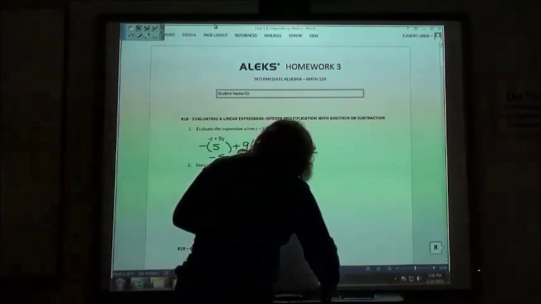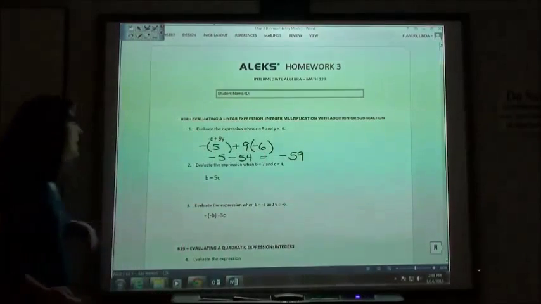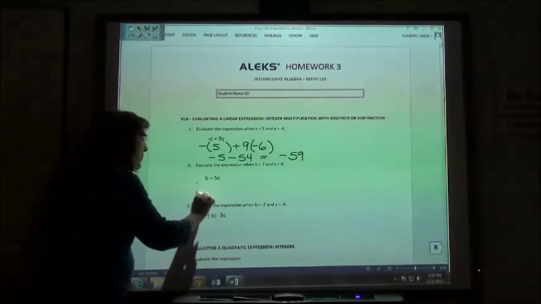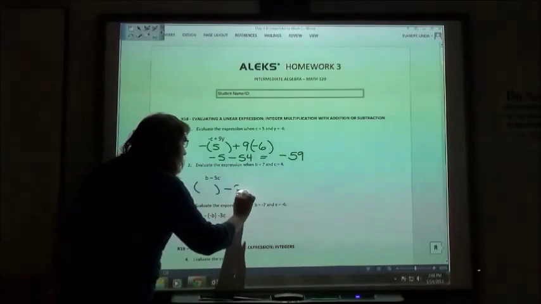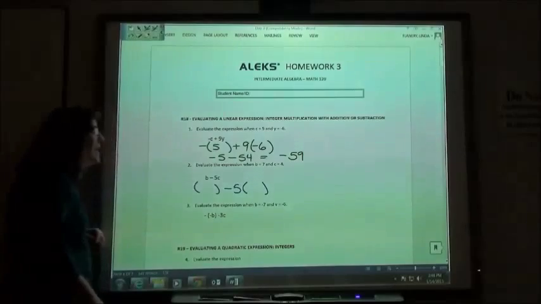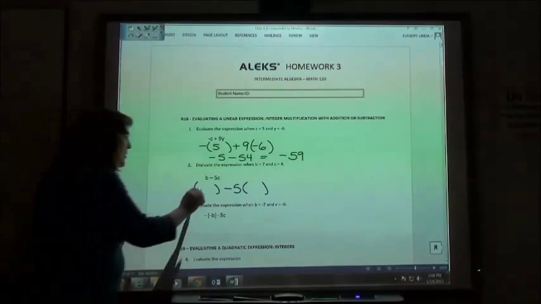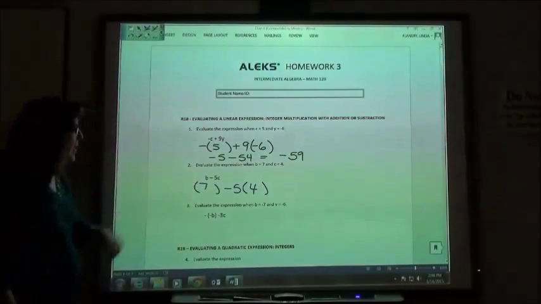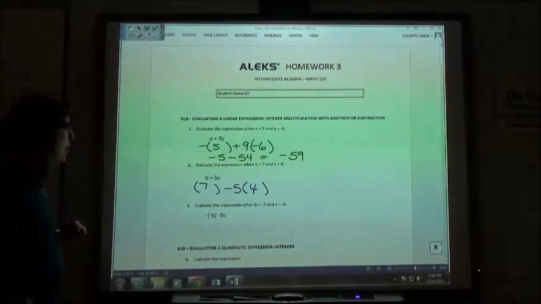Number 2, taking b minus 5 times c. So I'm going to put a number in for the b. I'm going to take negative 5 times the number for the c. In this case, b is going to be 7, c is going to be 4. So in this case, nothing's in front. I can just drop my parentheses.